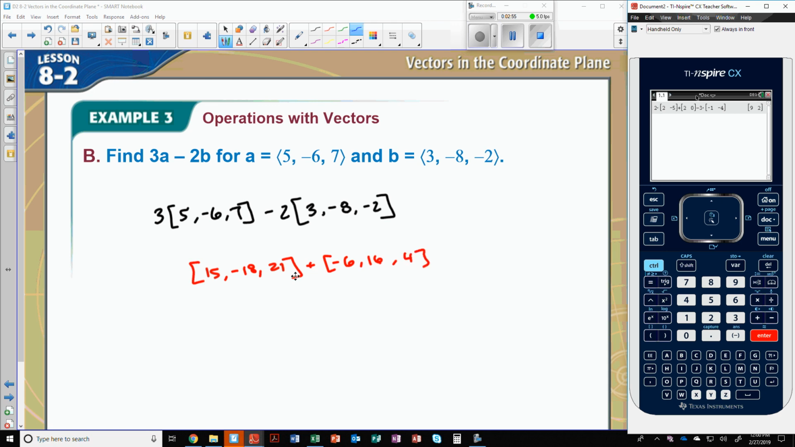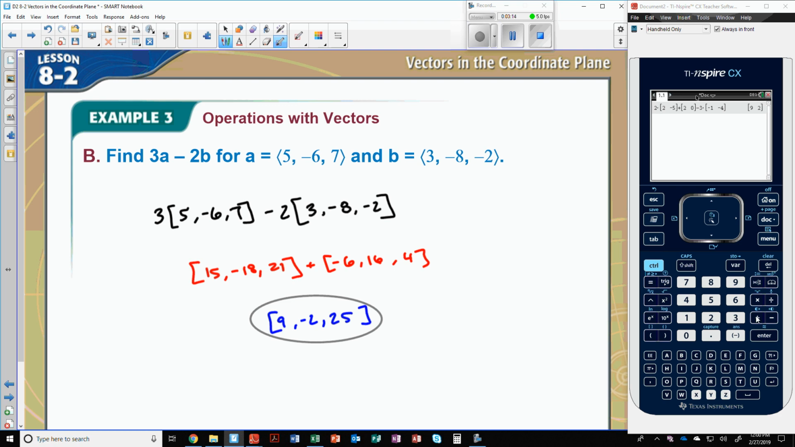And finally, when I add these together, x with x, 15 minus 6 is 9. Negative 18 plus 16 is negative 2. 21 plus 4 is 25. This should be my answer here. And we could check it in the calculator.